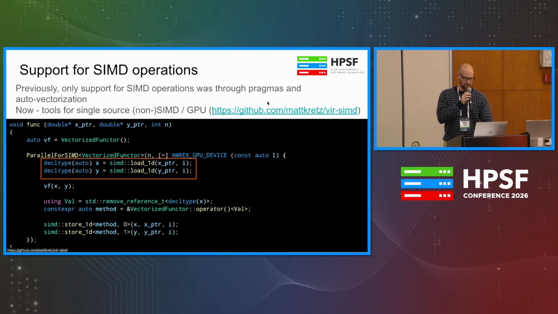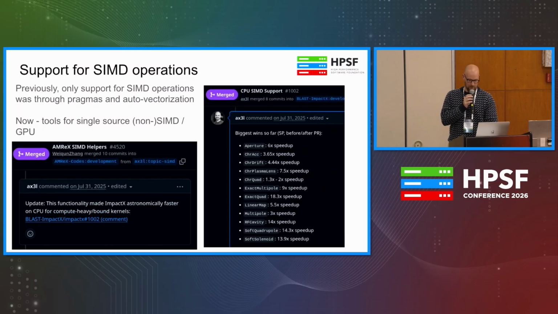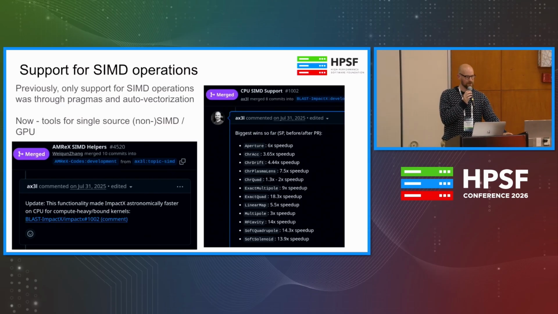So you essentially have a special vectorized version of the functor that you've created using a mixin class, and then you're calling a special SIMD version of ParallelFor that knows how to unroll the loop based on the SIMD width, and then you're calling load and store operations that, if you're compiling with SIMD support, load vector registers, and if you're not compiling with SIMD support, will just access that array element. Axel found some very nice speedups using this on the ImpactX code, especially for kernels that are heavily compute bound, which ImpactX has a lot of.